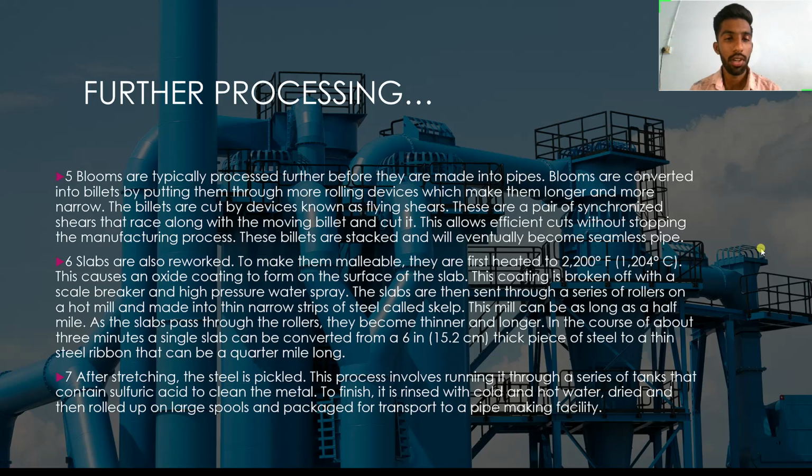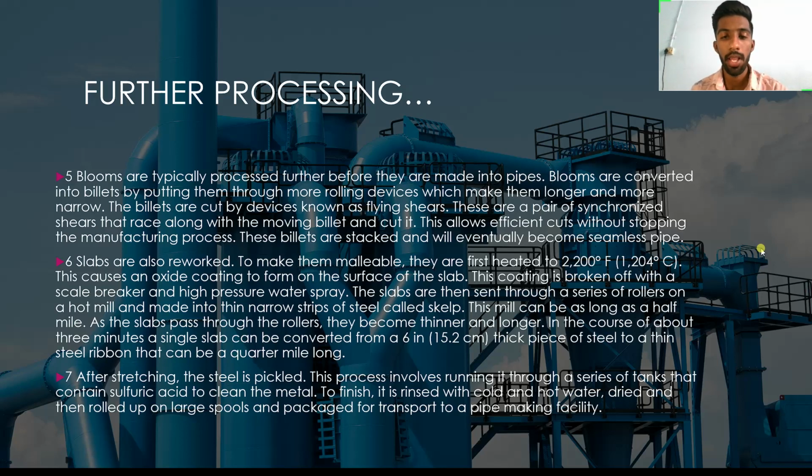Next is further processing. Blooms are typically processed further before they are made into pipes. Blooms are converted into billets by putting them through more rolling devices, which make them longer and narrower. Billets are cut by devices known as flying shears. They are a pair of synchronized shears that race along moving billets and cut them. This allows efficient cuts without stopping the manufacturing process. These billets are stacked and will eventually become seamless pipe.